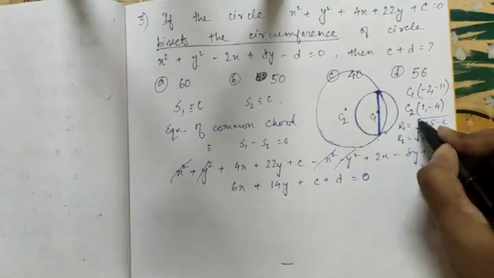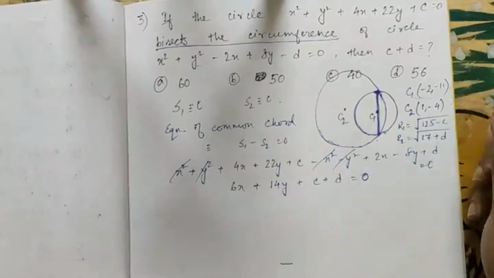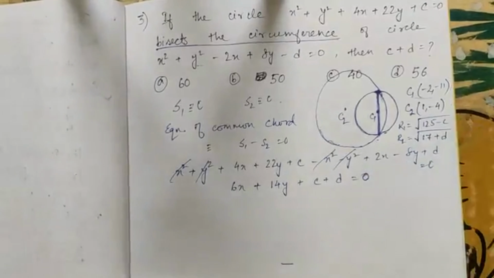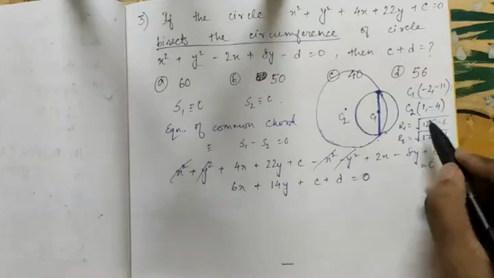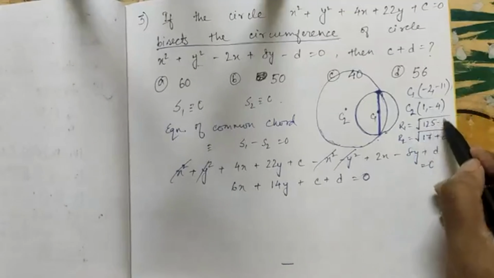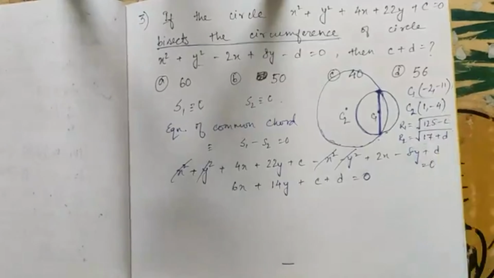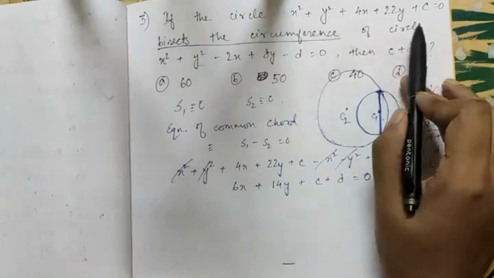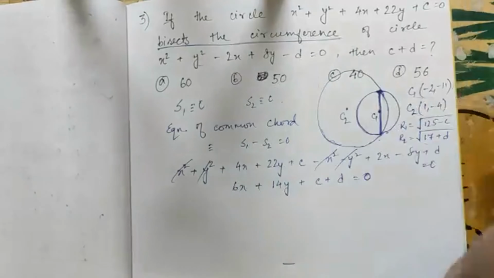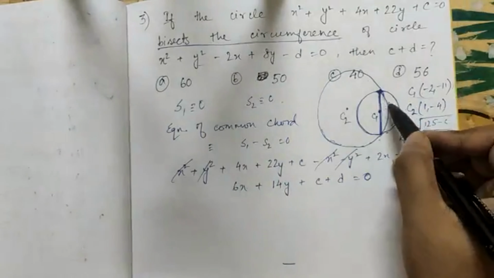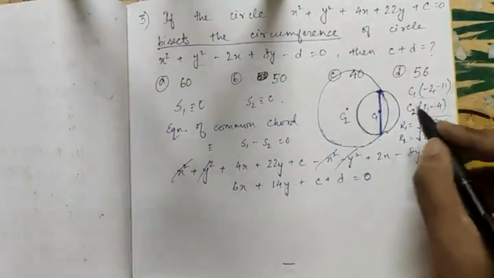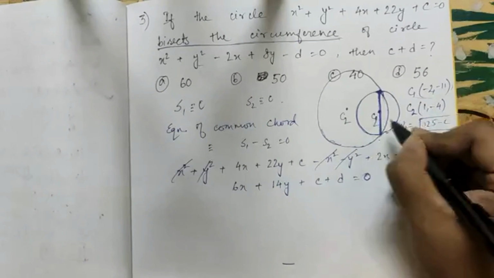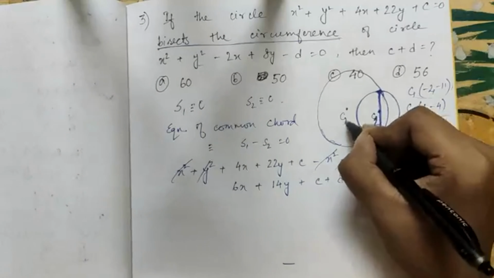Okay, now I don't know which circle is the bigger one. So let me take, since it's 125 minus c and here it is 17 plus d, so let me take that. Actually it's given in the question. I have drawn the figure actually in the opposite sense. Okay, so this will be c2, this will be c2 and this will be c1.